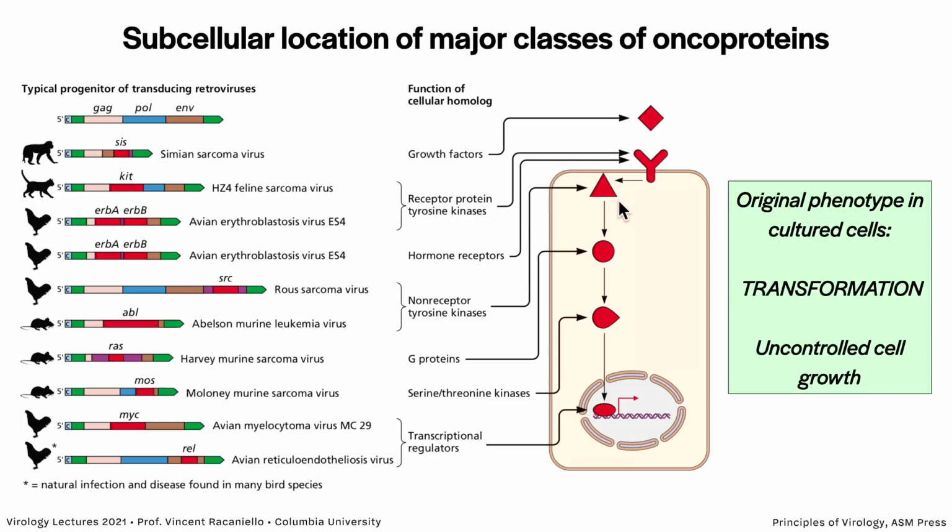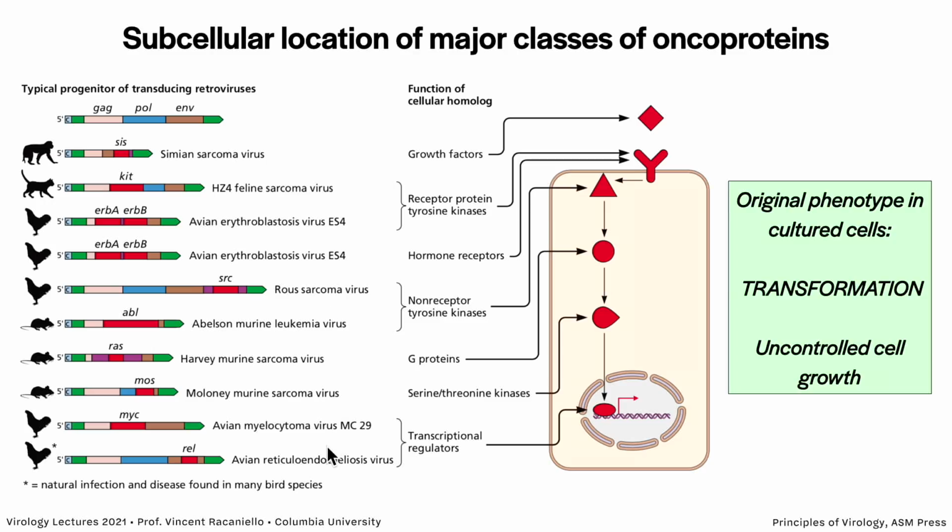The proteins at every step of the way here are basically oncogenes, proto-oncogenes. Because if you overproduce any of them, if you overproduce the growth factor, you make the cell divide. If you overproduce the transcription factor, the cell divides. And so you can see growth factors, receptor protein tyrosine kinases, hormone receptors, non-receptor kinases, G proteins, other kinases, transcriptional regulators, those are all picked up in these transducing retroviruses.